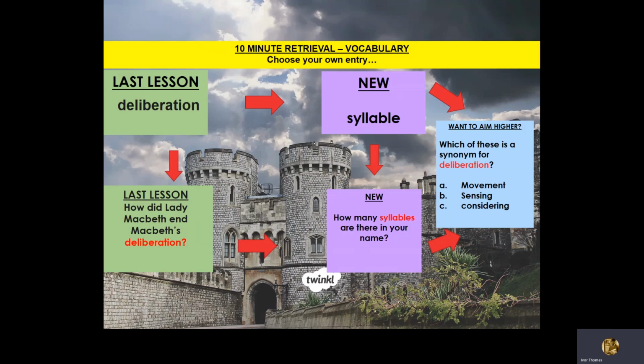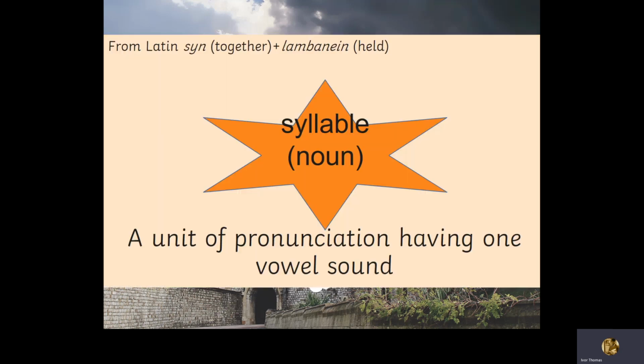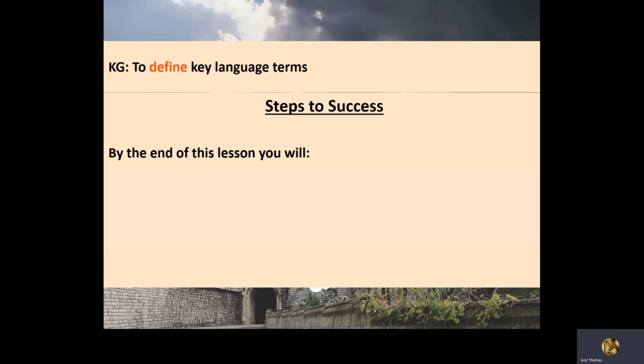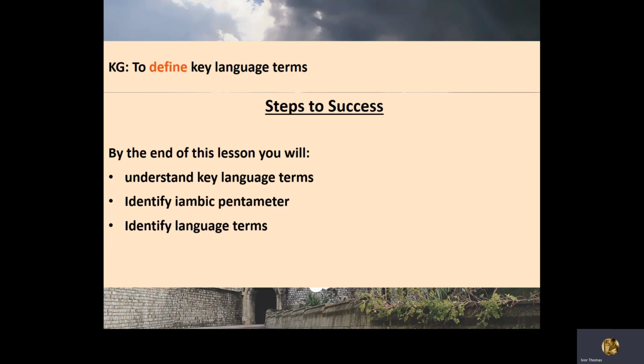And let's look at these synonyms then. Which one means deliberation? A, movement, B, sensing, or C, considering? Which of those is a synonym for deliberation? I'm sure you answered correctly. So today we're going to define language terms, in particular iambic pentameter, and you're going to Google the rest.